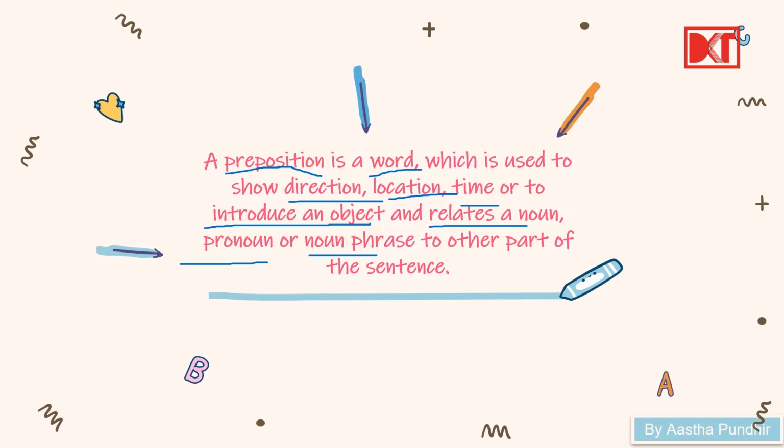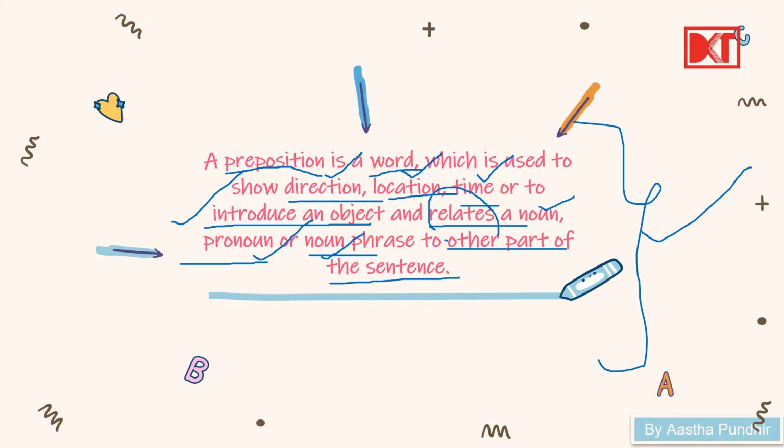Now as I told you, the words were connecting, right? So they are relating what? Relating either a noun or a pronoun or noun phrase to the other part of the sentence. And what action are they doing? They are showing either direction or the location or the time or introducing an object. Okay? Now we will see examples, and then this definition will become clearer to you.